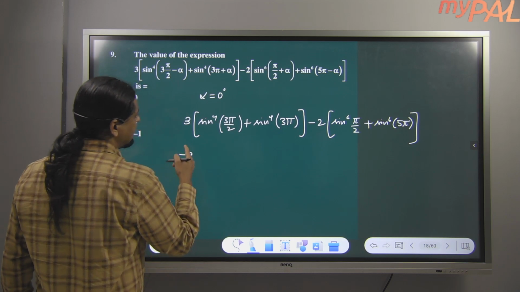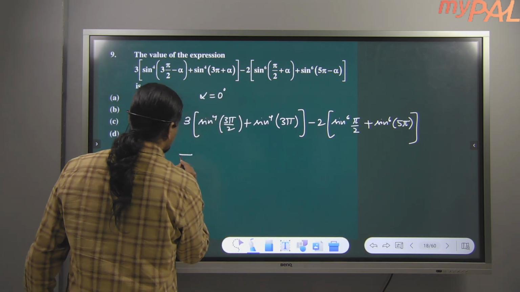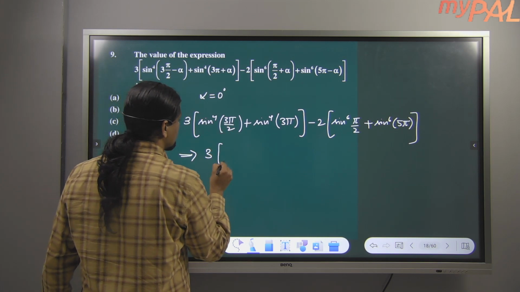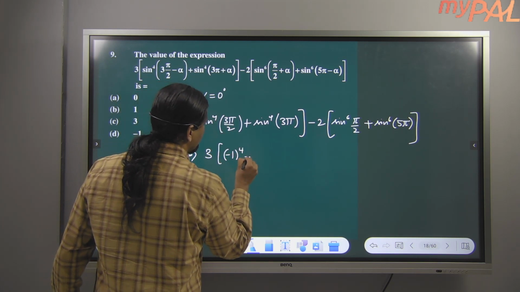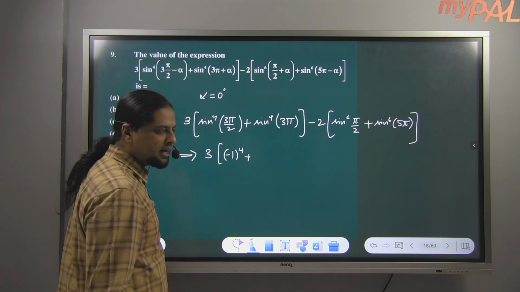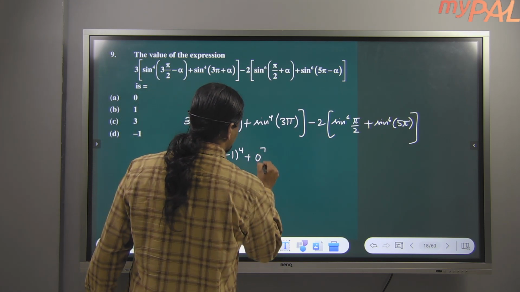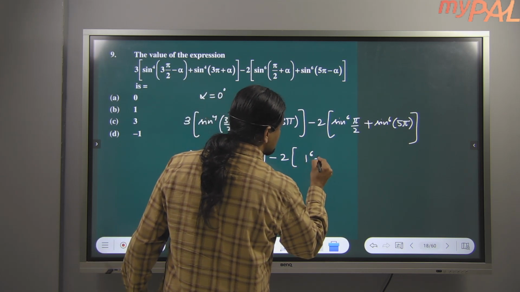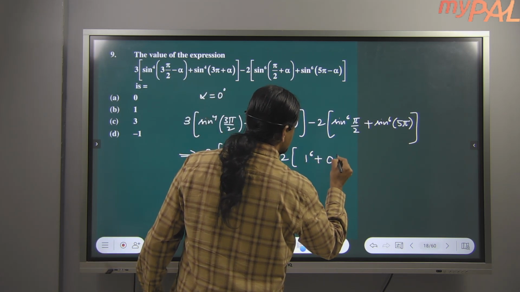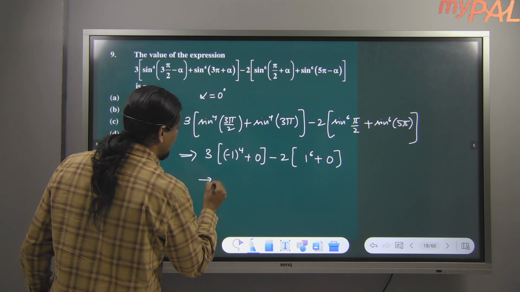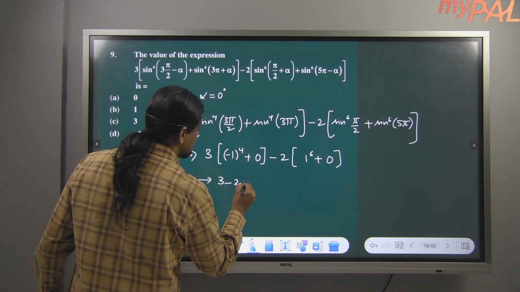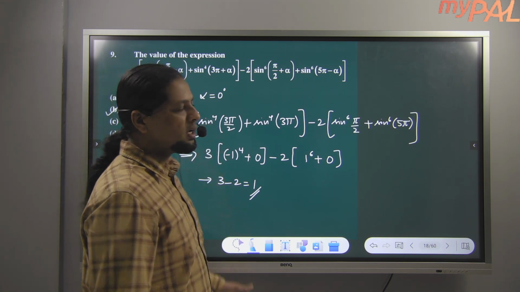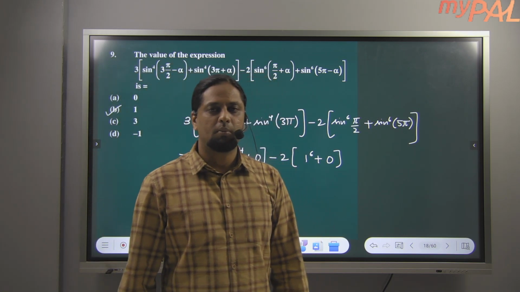Now you directly get the answer. What happens here? 3 into sine to the power of 4, 3 pi by 2 is minus 1. So you have minus 1 whole to the power of 4 plus any multiples of pi, integral multiples of pi, it is 0 for sine, minus 2 into, for pi by 2 it's gonna be 1, 1 to the power of 6 plus integral multiple it's gonna be 0, 0 to the power of 6. So you have 3 into 1 minus 2 and the answer is gonna be 1, option B. So this is how we try to quickly solve the problems. Thank you.